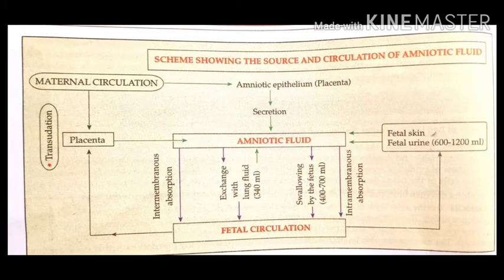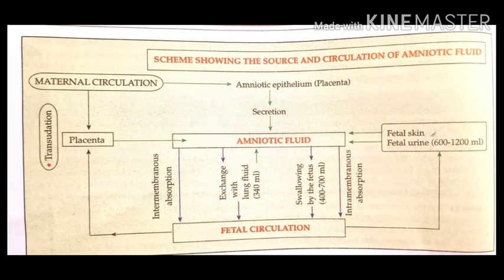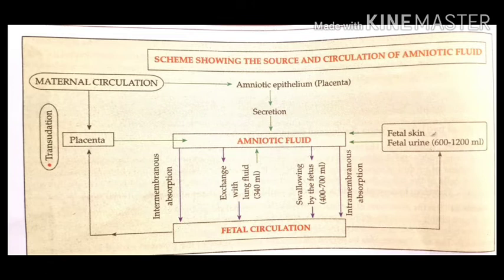This is a scheme showing the sources and circulation of the amniotic fluid. So what is the circulation? First of all, you know about the sources where the amniotic fluid is formed. Then what is the circulation by which amniotic fluid is exchanged, absorbed and removed. This is the production of the amniotic fluid by two processes. First one is the maternal circulation, second is the fetal circulation.